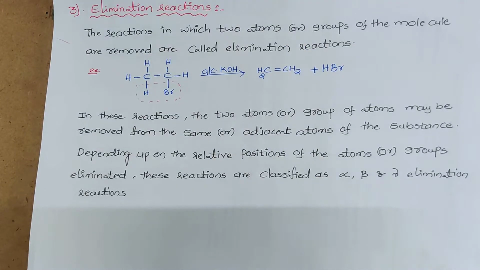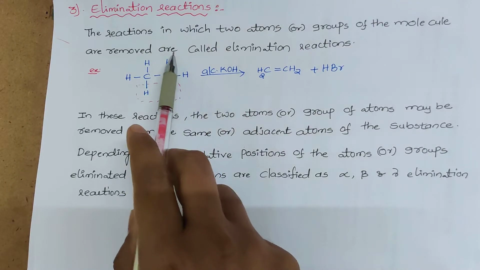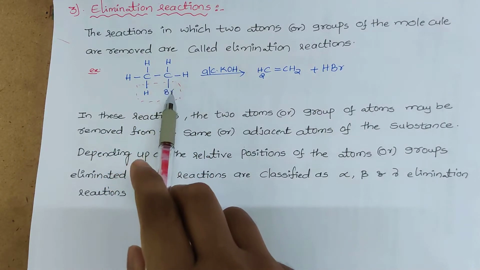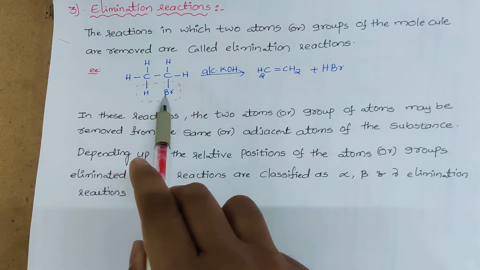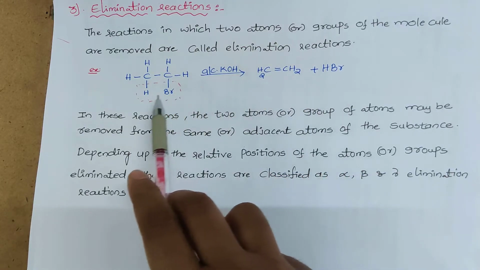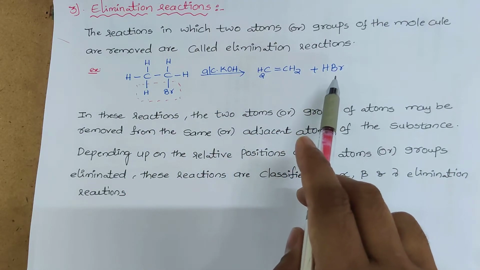The third one is elimination reactions. Elimination reactions means the reactions in which two atoms or groups of a molecule are removed. See here, the molecule given is CH3CH2Br. From the CH3CH2Br, HBr is eliminated. So that's why it is an example of elimination reaction.